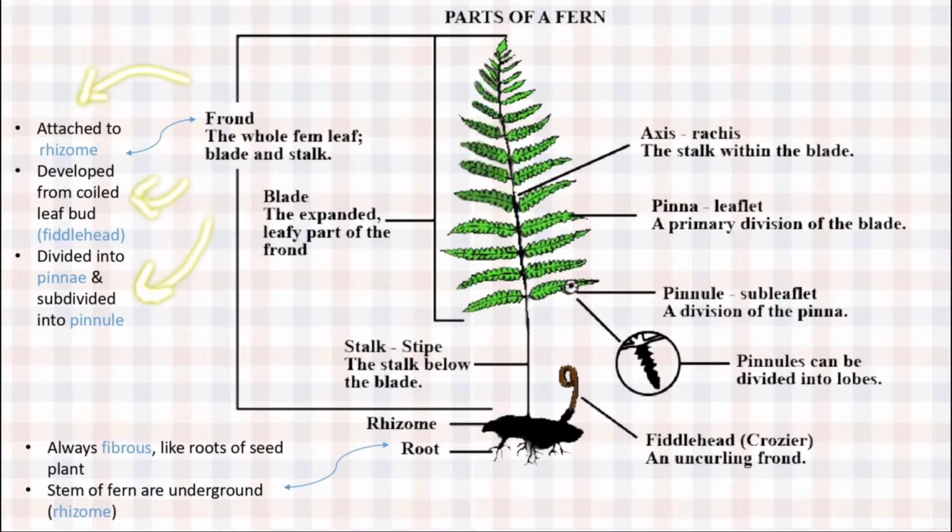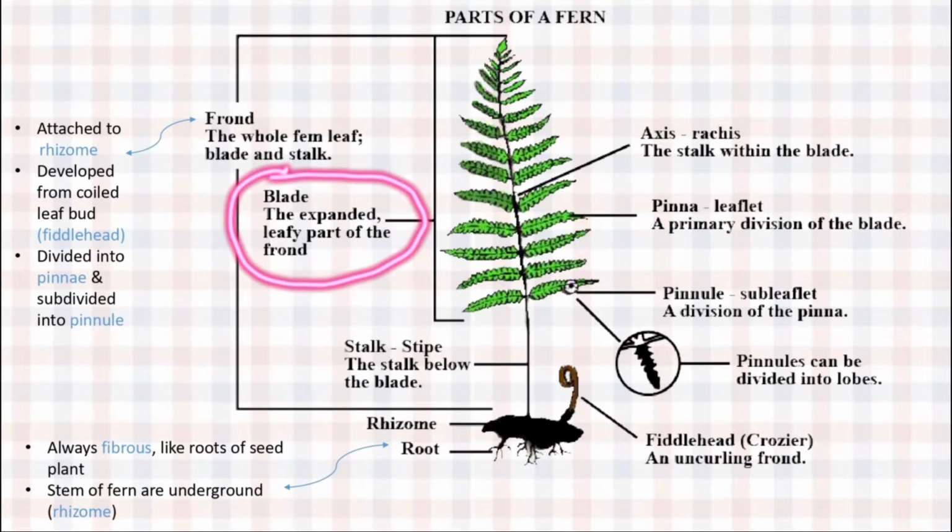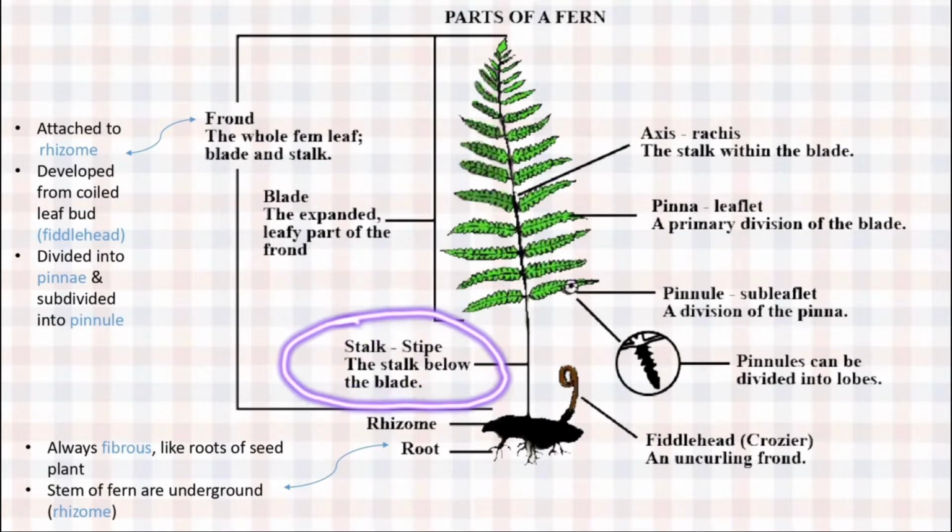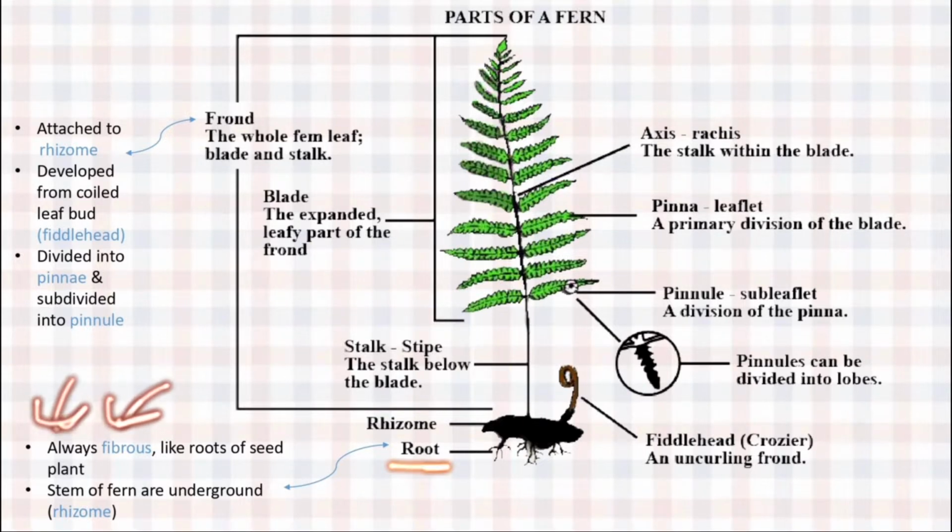Frond is attached to the rhizome, developed from a coiled leaf bulb, the featherhead, divided into pinnae and subdivided into pinnules. The second part is the blade, the expanded leafy part of the frond, and the stalk is below the blade. Next, the part of a fern is the root. Root is always fibrous, like the root of a seed plant, and the stem of a fern is underground, known as the rhizome.